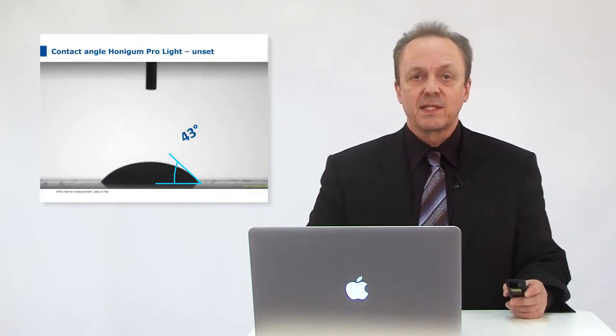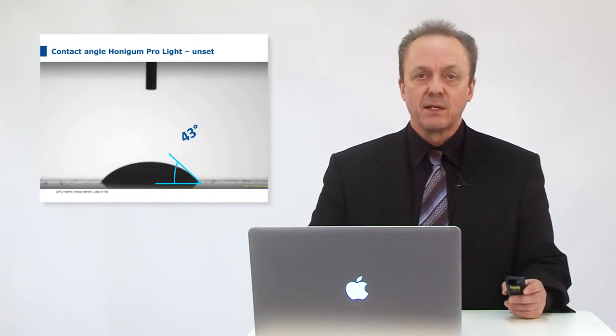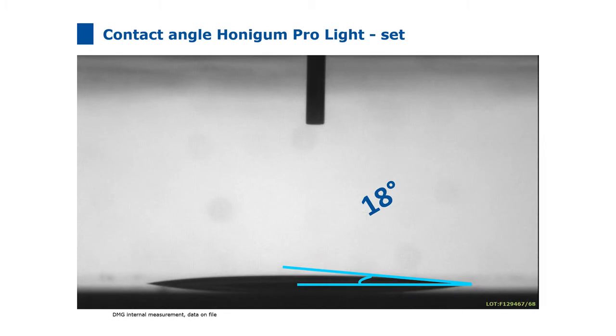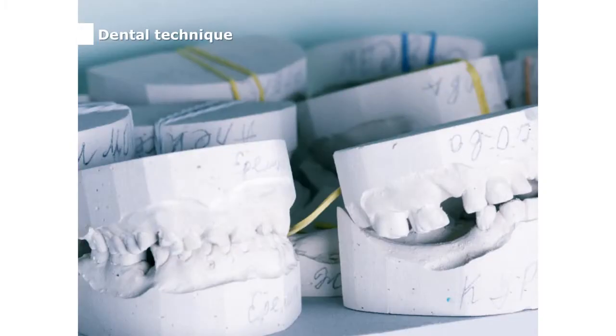No matter which stage of the curing process we look at, Honigum Pro is consistently described as hydrophilic. Unset, we have an angle of 43 degrees. Set, the contact angle is 80 degrees. The hydrophilicity is important for the dental technician as well.